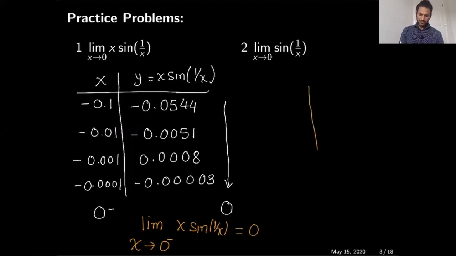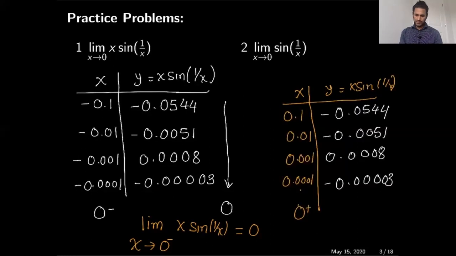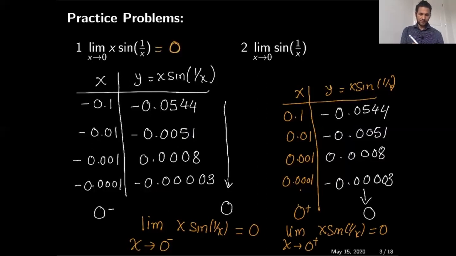Similarly, we can plot the table in which we will take the values from the function from the right side of 0. As we can see, these y values are also approaching 0. So my right limit, the limit as x approaches 0 from the right of x sine 1 over x, is also 0. Since the left limit and the right limit are the same, we will say that the two-sided limit of this function is also 0.